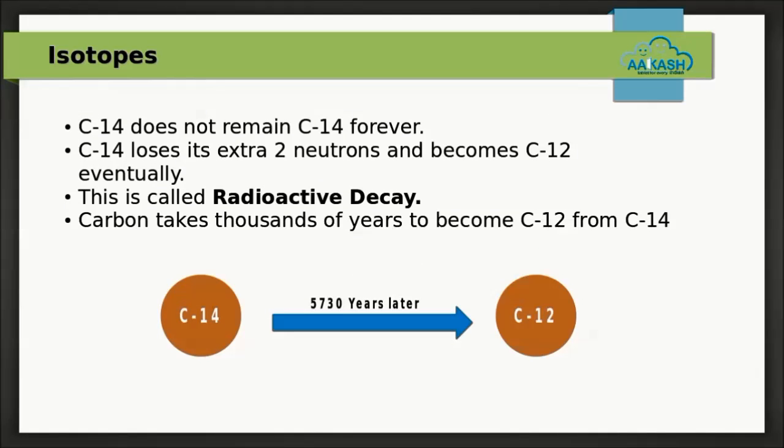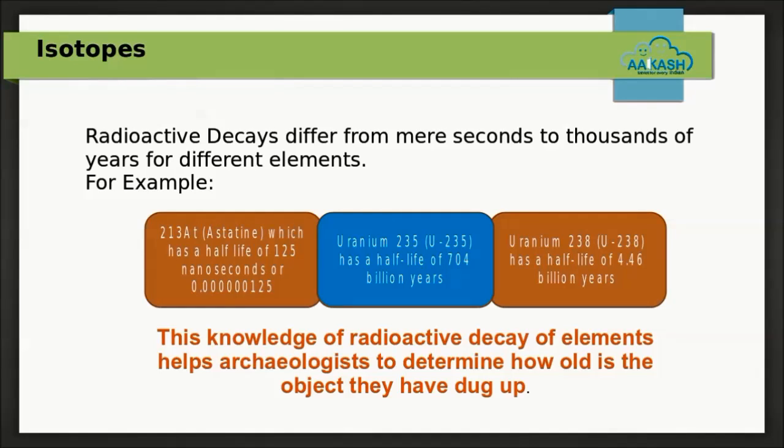If we look at the C14 atom one more time, we find that C14 does not last forever. There is a time when it loses its extra neutrons and becomes C12. The loss of those neutrons is called radioactive decay. That decay happens regularly like a clock. For carbon, the decay happens in a few thousand years. To be precise, 5,730 years. Some elements take longer and others have a decay that happens over a period of minutes.